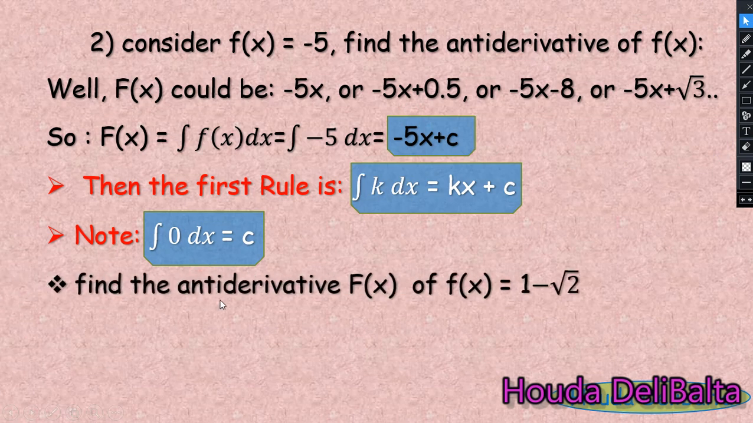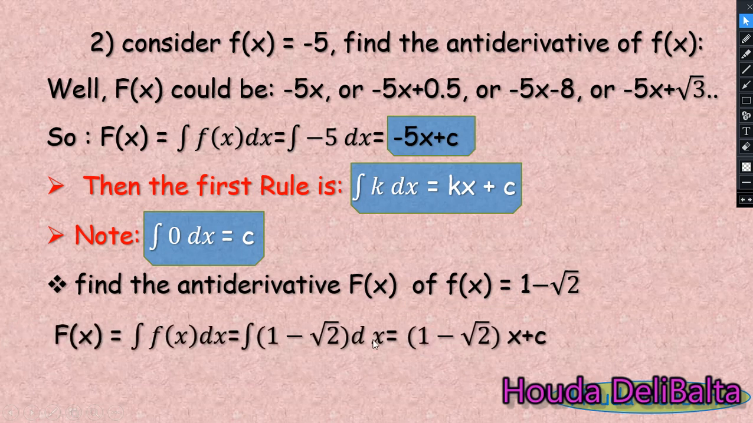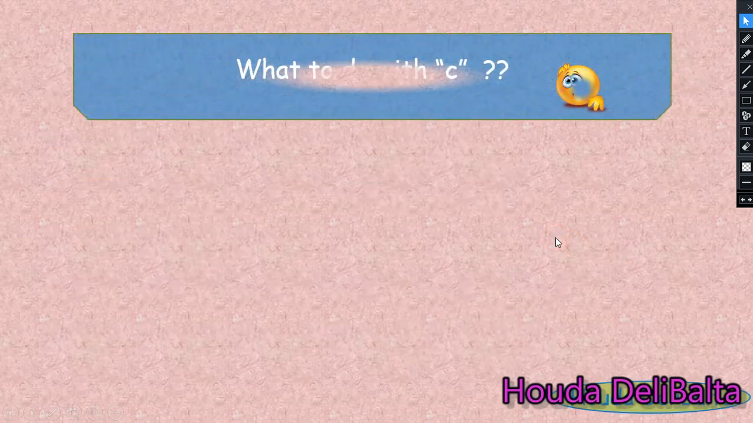Here is like an activity. I want to find the antiderivative capital F of x of small f of x applying the rule. So this is the constant k, so I write the integral as follows: integral of 1 minus radical 2 dx, and the answer is 1 minus radical 2 times x, so I just multiply this constant by x and add c. So it is very, very simple. You just multiply the constant by x and you add c. Now what to do with this c? What is this c? How can I get rid of it?